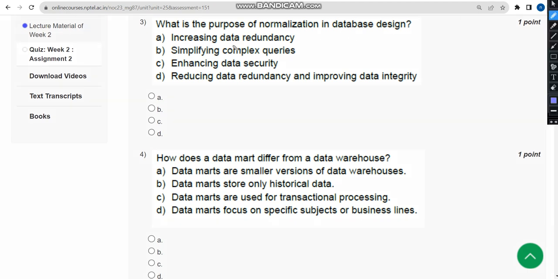Now let's move on to the third question. What is the purpose of normalization in database design? For the third question, I think the probable answer is option D, reducing data redundancy and improving data integrity. So mark option D as the correct answer for the third question. Now let's move on to the fourth one, guys.